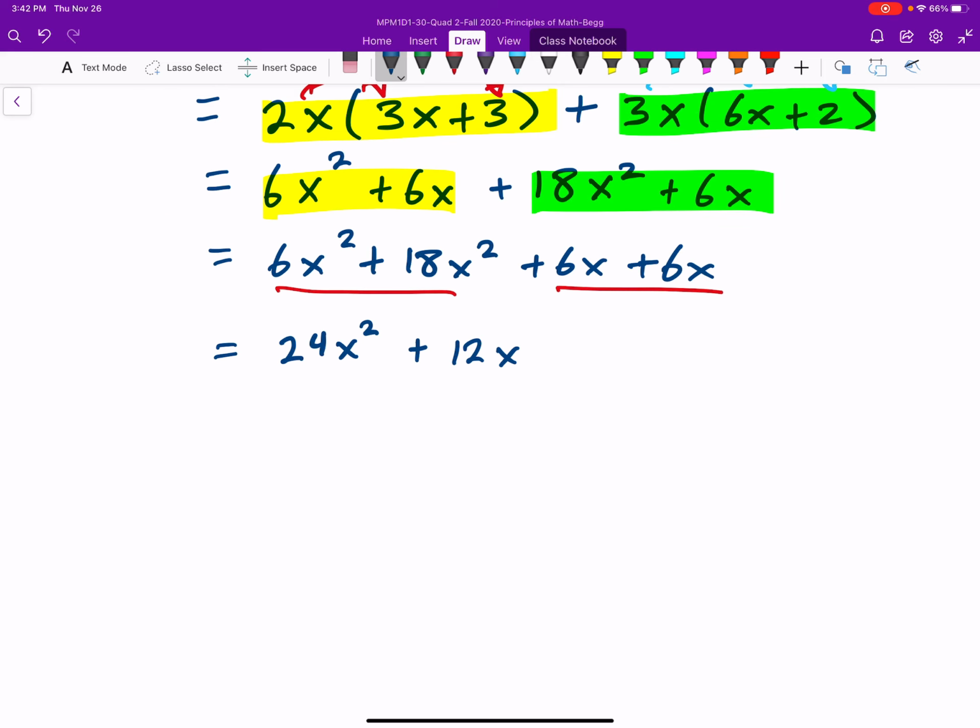I've got two different types of terms. One's an x squared term, the other one's just an x term. And we can't go any farther, so we're done.